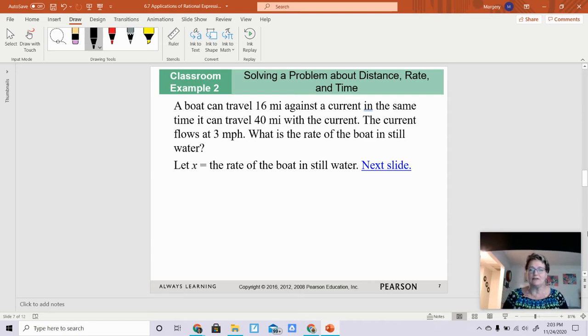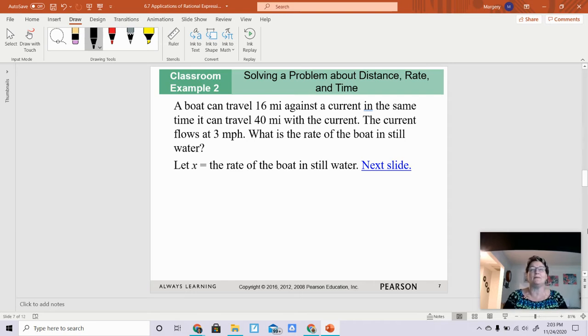A boat can travel 16 miles against a current in the same time it can travel 40 miles with the current. The current flows at 3 miles per hour. What is the rate of the boat in still water? Let x be the rate of the boat in still water. So next slide just means that I have extra room, but I'm going to try to write everything else up in here. All right.